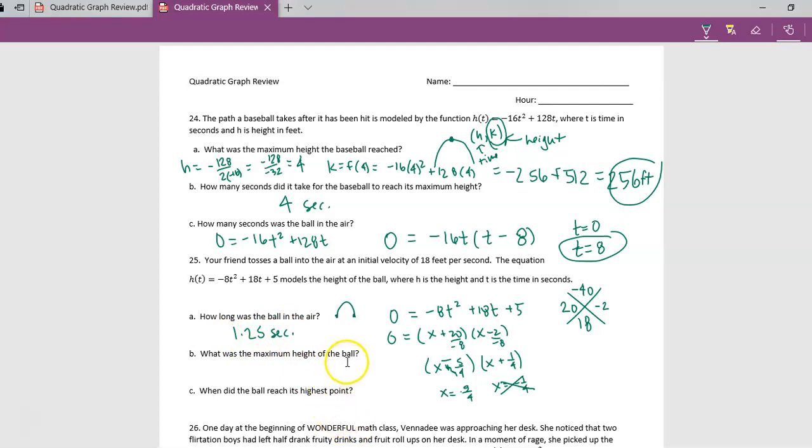Okay, the maximum height of the ball, again, that's the vertex. That's the k value that we're looking for. So in order to find that, we have to find h, which is actually what part C is asking us, because it's at what time did the ball reach the highest point. So negative b would be negative 18 over 2 times a. So negative 18 divided by negative 16 is equal to, excuse me, 1.125 seconds.